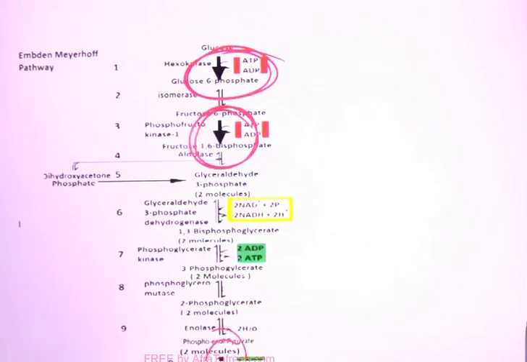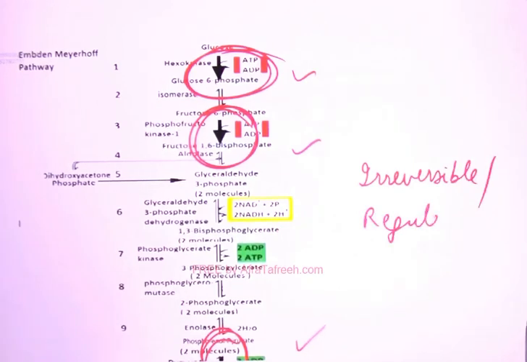Now there are 3 irreversible steps in glycolysis. These are, you can see here, broad black arrows I have made. These broad black irreversible arrows. So these three steps are the irreversible or regulatory steps of glycolysis, that is hexokinase, PFK1 and pyruvate kinase. So you can note here that all these three are kinases, right? Hexokinase, pyruvate kinase, phosphofructokinase. So these three regulatory steps are kinases.